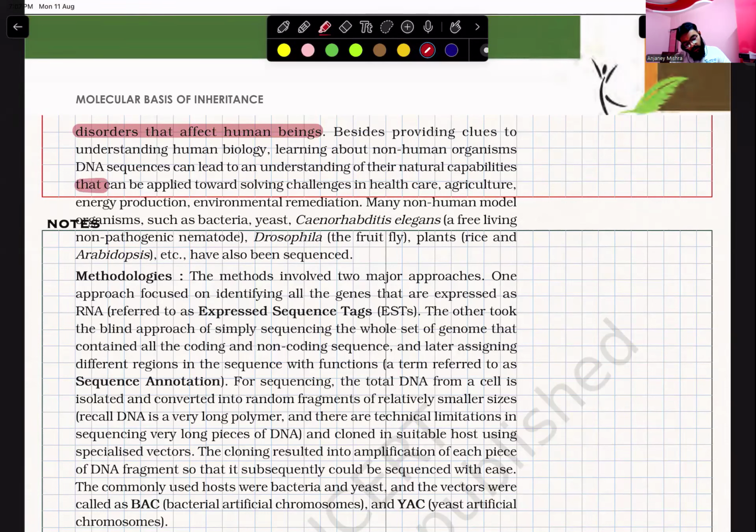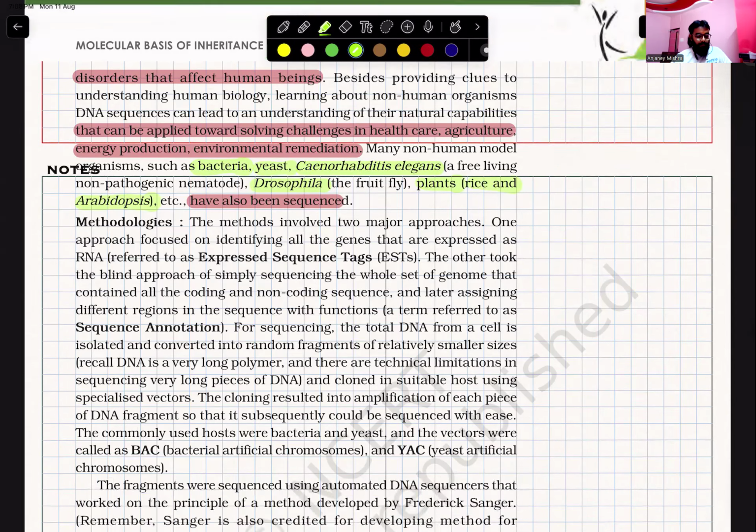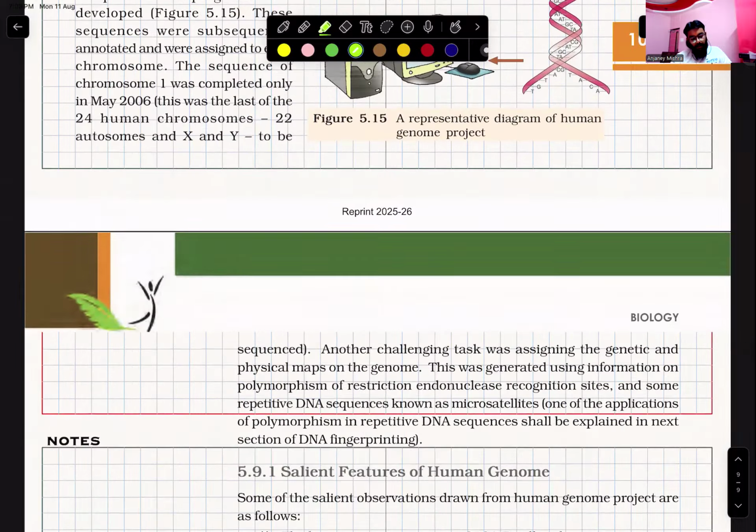Beta, remember this. What they do is they'll give a very random statement that Human Genome Project can be used to solve these things. Right? So you have to remember this. Many non-human models such as bacteria, yeast, Caenorhabditis elegans, Drosophila, and plants like rice and Arabidopsis have also been sequenced. So you have to remember their names. Who all are there, beta? E. coli, Saccharomyces, the nematode, Drosophila, plants like rice and Arabidopsis. Clear?